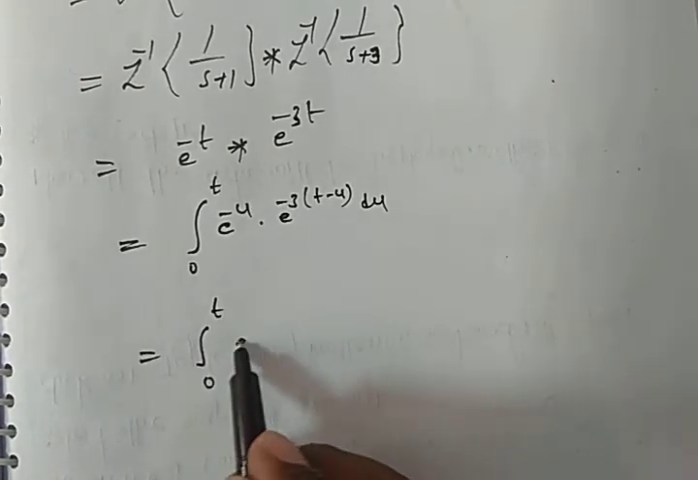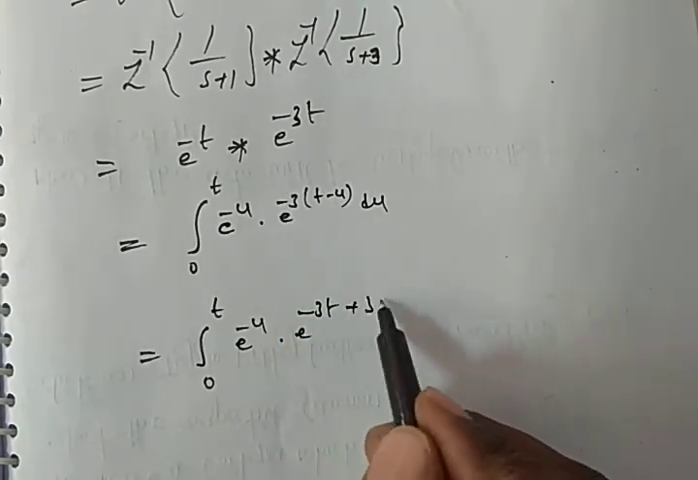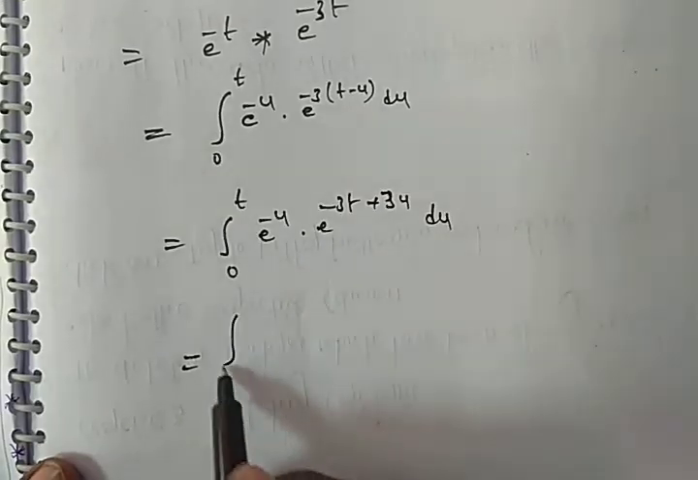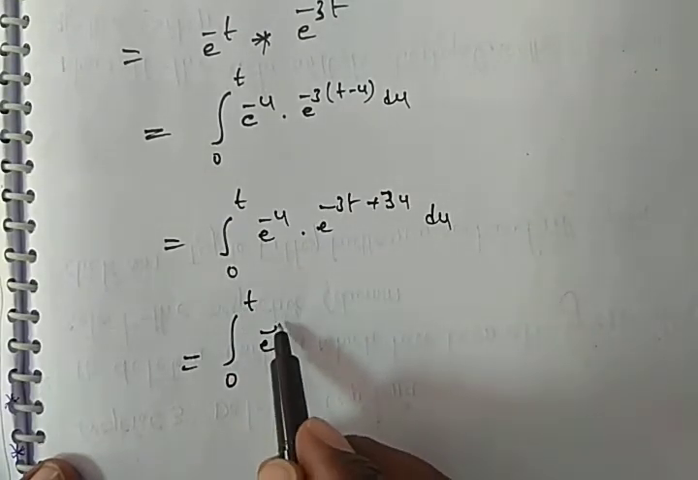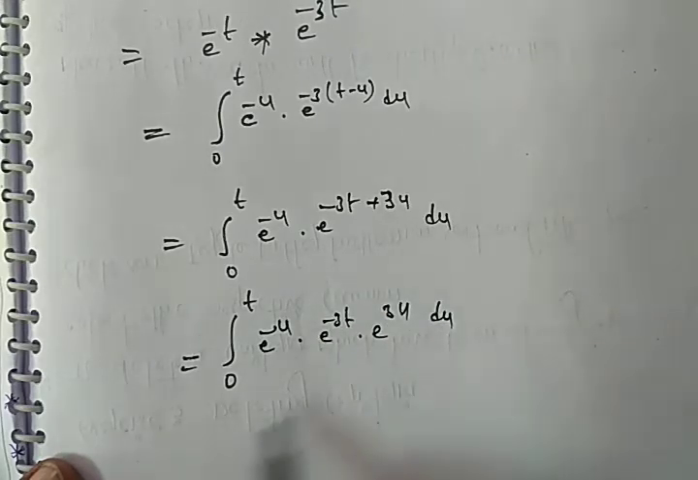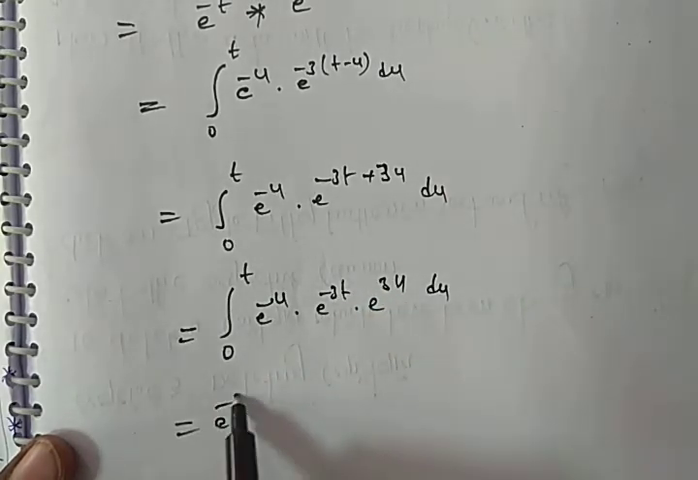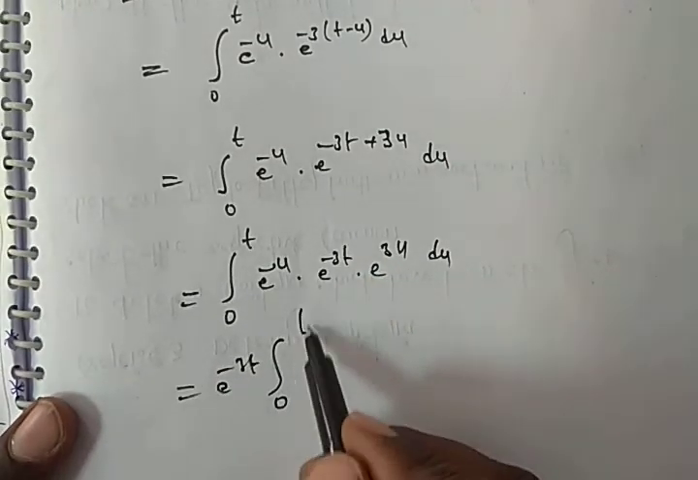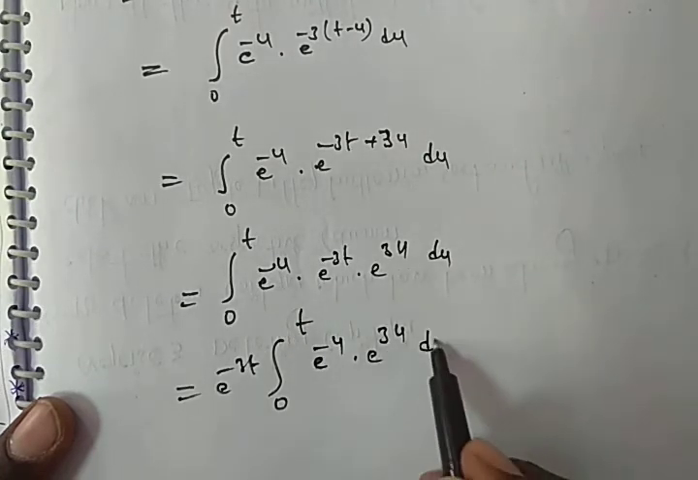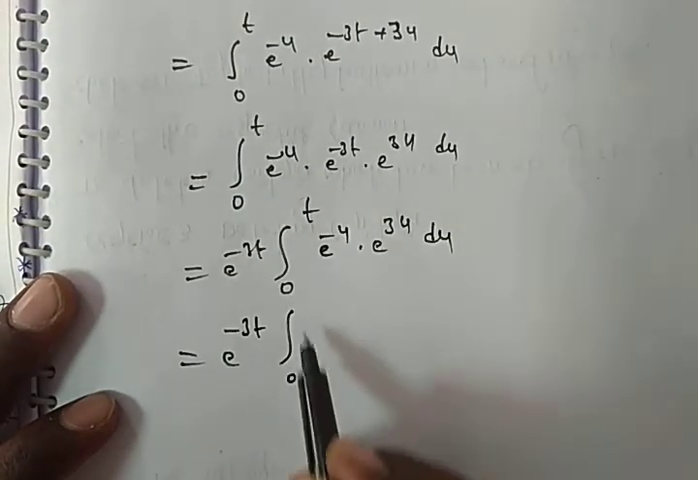Which is equal to 0 to t, e power minus u, e power minus 3t plus 3u, du, equal to 0 to t, e power minus u into e power minus 3t into e power 3u, du. So we can take this t term outside: e power minus 3t, 0 to t, e power minus u into e power 3u, du.